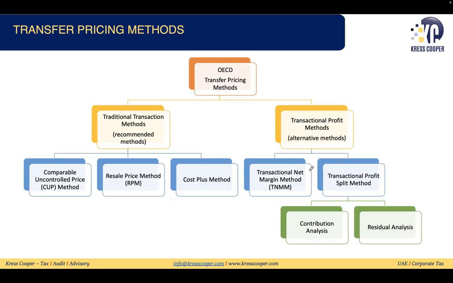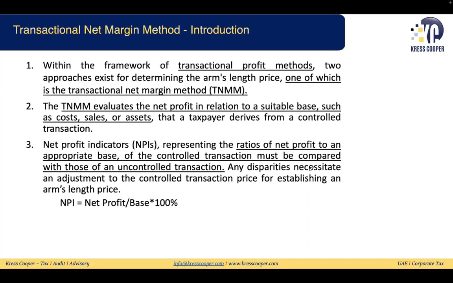So this transactional net margin method, in a very simple way, I will say, for each transaction, you will assess how much is the net margin. For each transaction, we need to identify the net margin percentage against the basis. What is the net margin percentage against this specific transaction? The same should be for the arm length transaction, the same should be for the transaction with the related party, the same ratio should be for the transaction with the connected person.